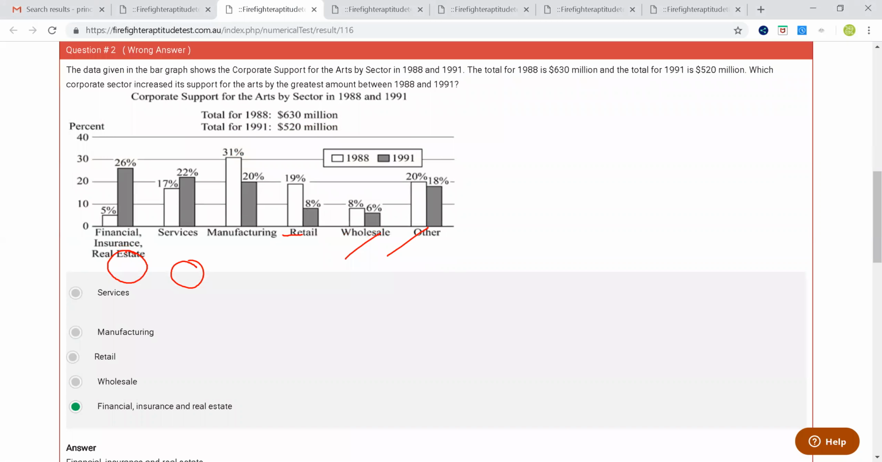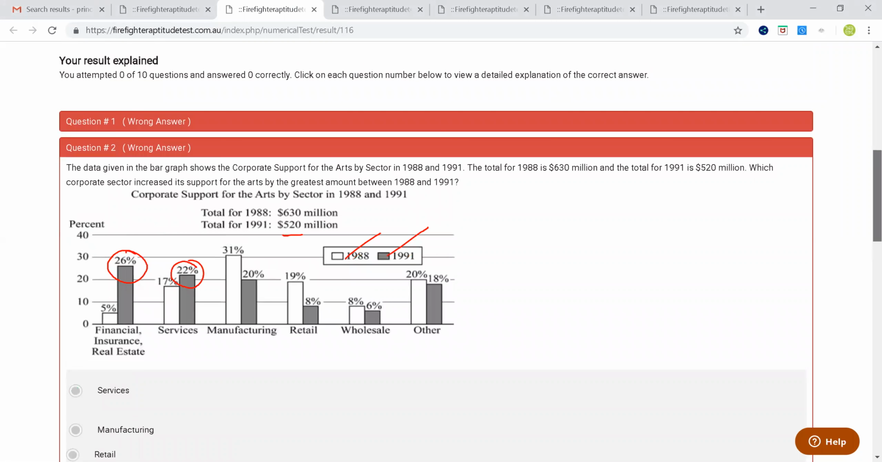Finance, insurance, and real estate. Increased its support for the arts by the greatest amount. So the greatest would be finance, insurance, and real estate only.